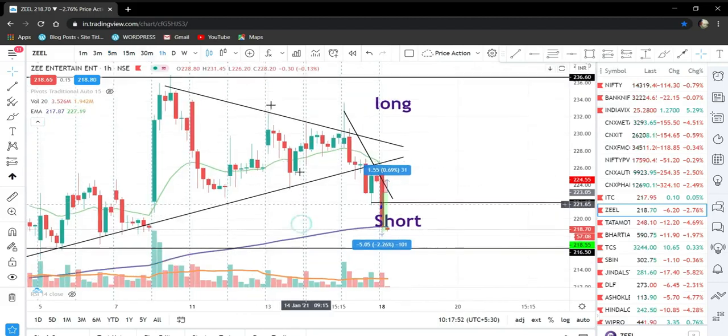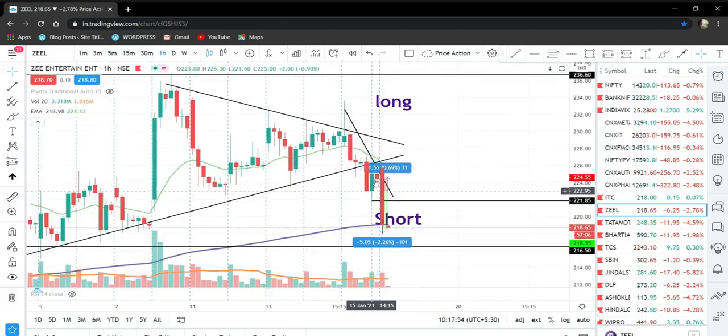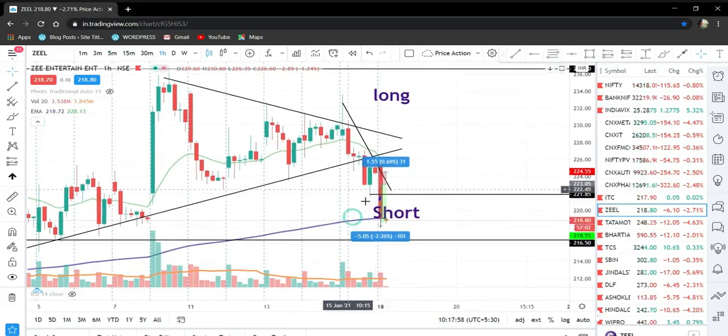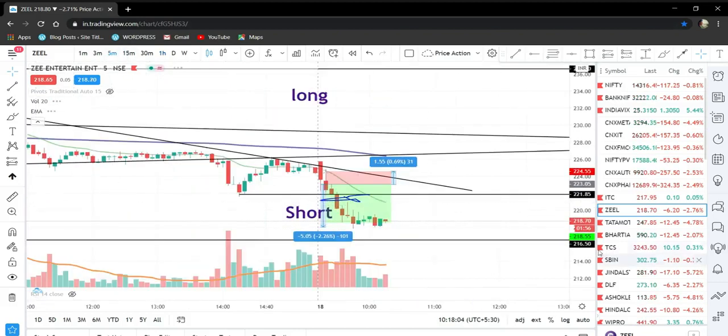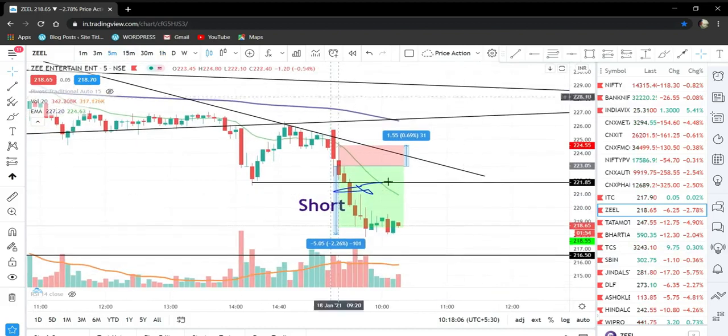So on the hourly time frame, the triangle pattern has been broken. There was a retest, and then there was a down move, and the stock took a support at the 200 EMA. And this was also one of the reasons why I exited my trade, because there was support at the 200 EMA. And this is the 5-minute chart.